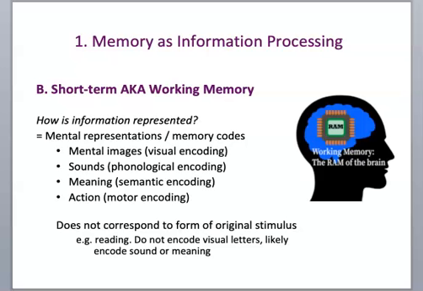Once information leaves sensory memory and it's going into your working memory, it has to be encoded. Okay, and then the text gets into talking about memory codes, and there are 4 different types of memory codes, also known as mental representation. There's mental images, which is visual encoding. There's sounds, which is phonological encoding. Meaning, which is semantic encoding. And action, which is motor encoding.